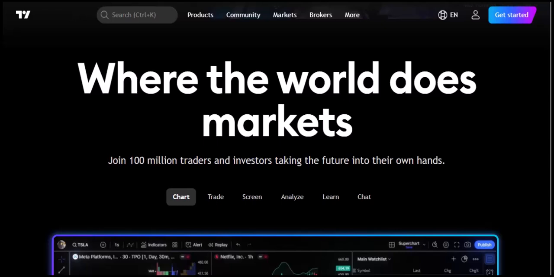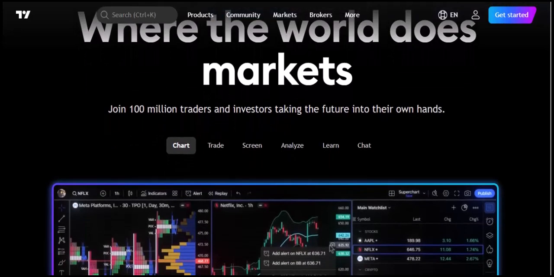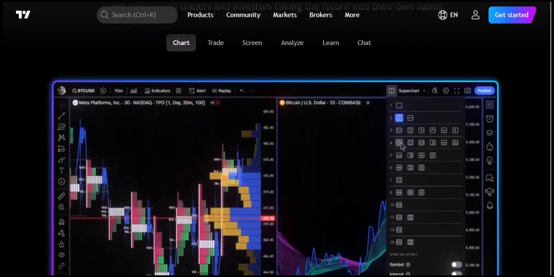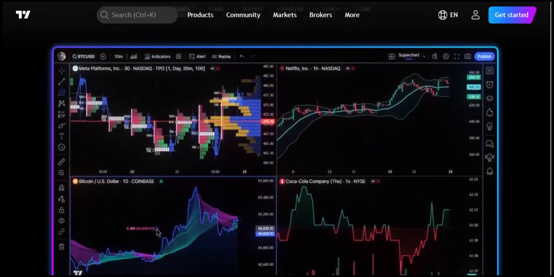The chart type is also important. Candlestick charts are the standard for a reason. They show you the open, high, low, and close price for each period, giving you a clear picture of market sentiment. Now for the tools that make the difference.